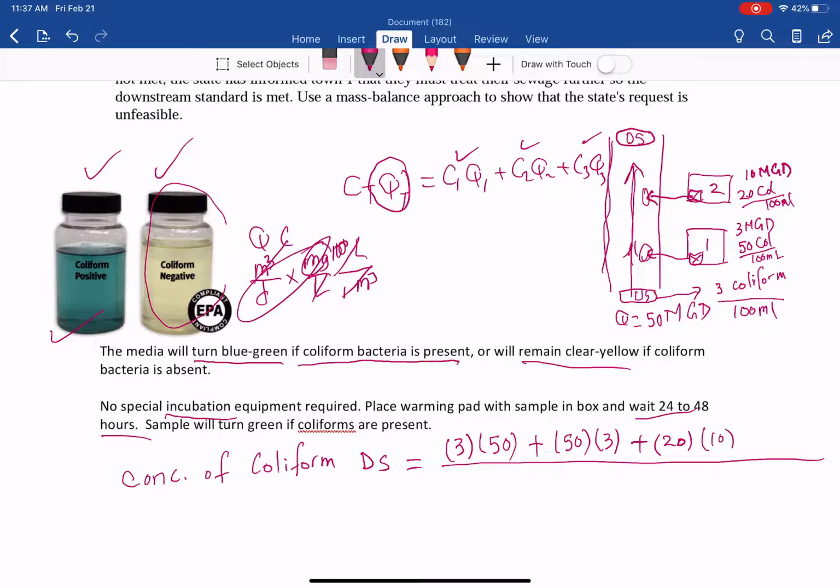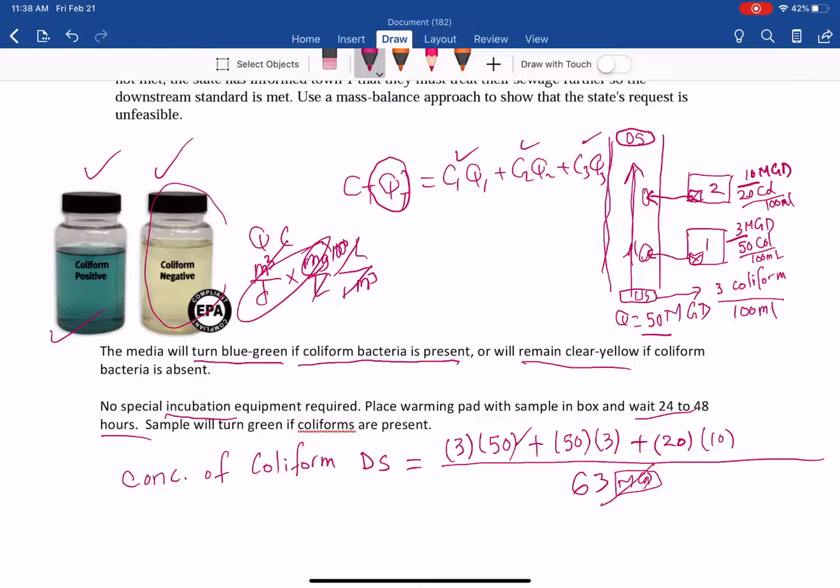So what's the Q total? Let's see. 50 plus 3 plus 10. 50 plus 10, 60, 63. So you put here 63 million gallon per day. Now you can see that this is million gallon per day. It will cancel with this unit.